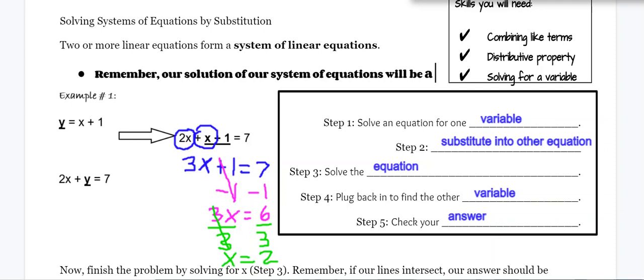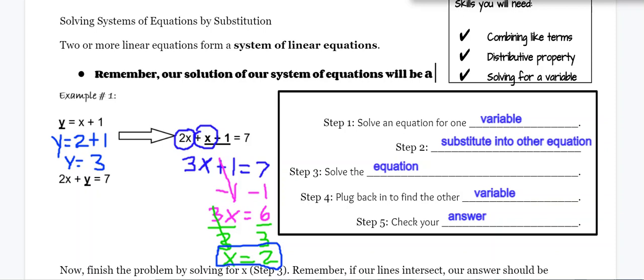Okay, so now that I know x equals 2, I take that information and go back to my first equation, and I'm going to replace the x with 2. I'm going to substitute in 2. So that means I'm going to have 2 plus 1. So it's going to be y equals 2 plus 1. Well, what's 2 plus 1? That is 3. So my y value is 3.